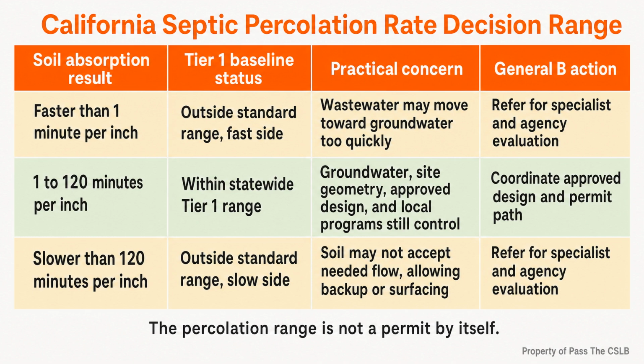I'm not asking a General B contractor to design within those tiers. I am using the tiers to show why a specialist can control the answer. A project that looks ordinary from the building plans may fall under a local program or environmental condition that changes the acceptable system. The General B field supervision task is to identify the handoff early.